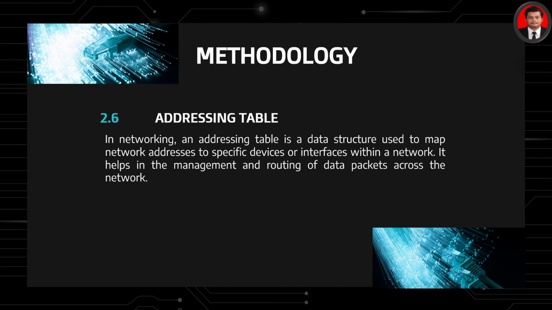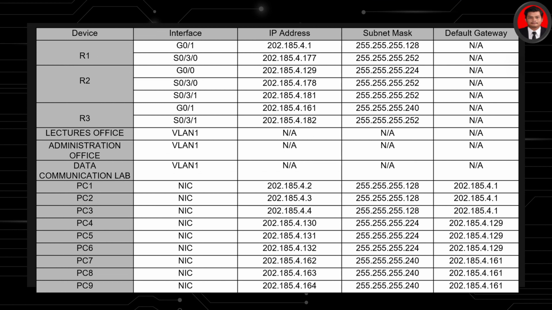Next is the addressing table. In networking, an addressing table is a data structure used to map network addresses to specific devices or interfaces within a network. It helps in the management and routing of data packets across the network. This is our addressing table.